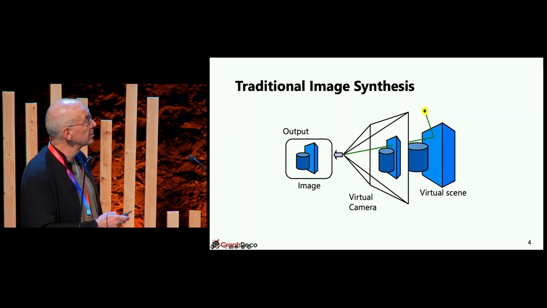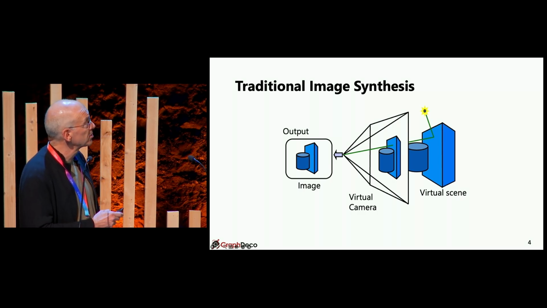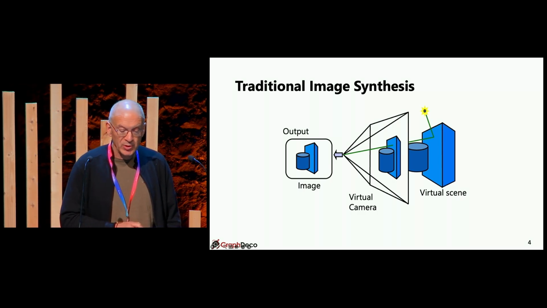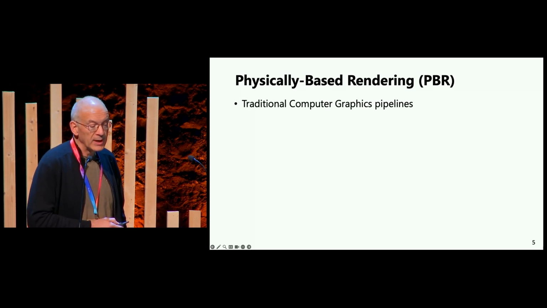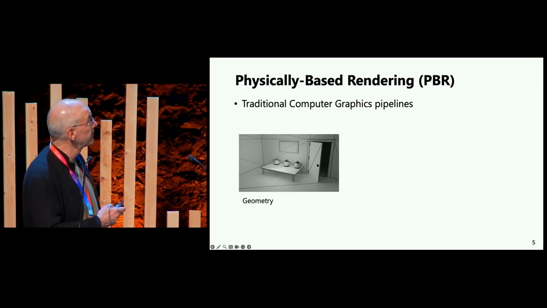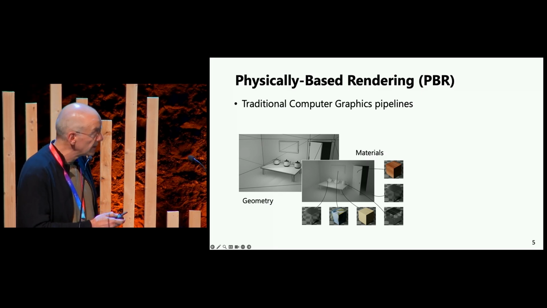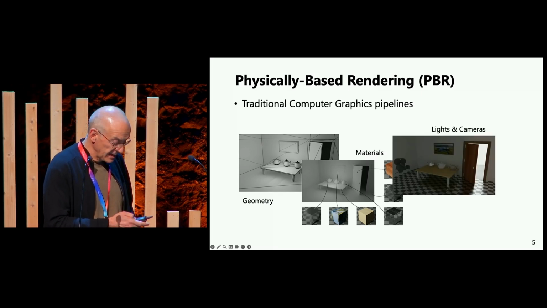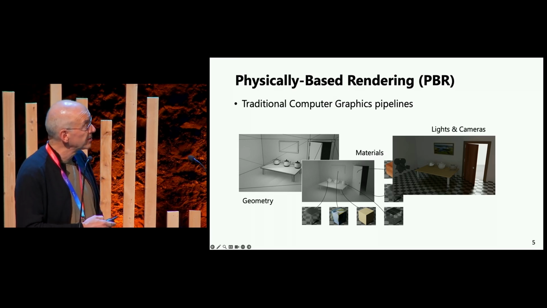We generally have a virtual scene that will be defined by artists, and we have a virtual camera and create an image. And in a bit more detail, we have what we call the physically based rendering pipeline, where the artist starts by defining a geometry, and this is usually a painful, long task. Then they'll define the materials, saying, okay, I want this to be wood, I want this to be marble, and so on. And once you've done that, you need to define the cameras and the lights. In this case, the light is coming from the door, the half-open door.